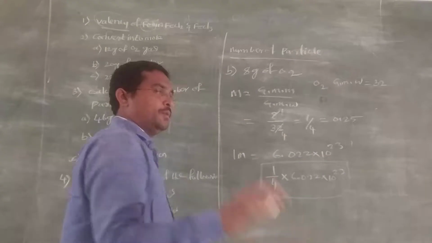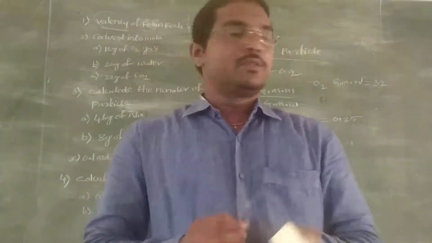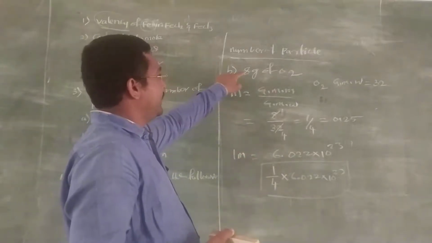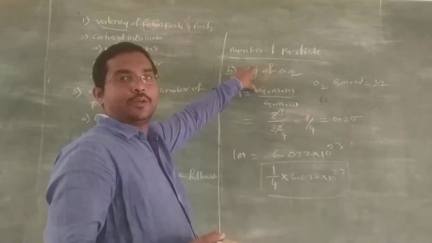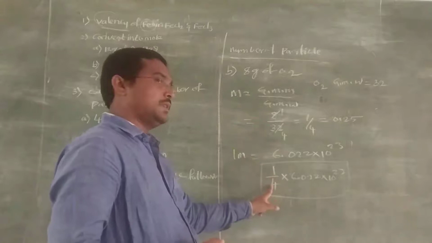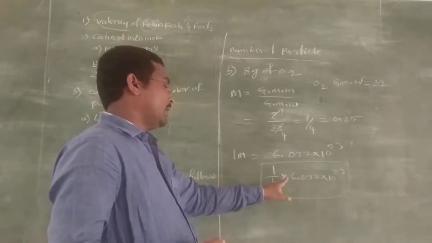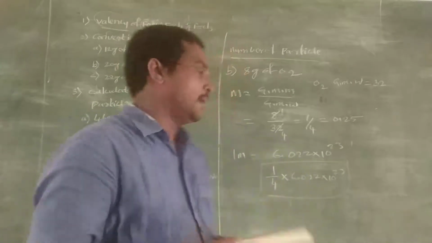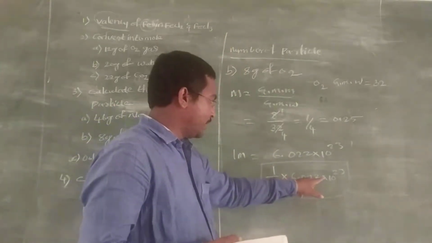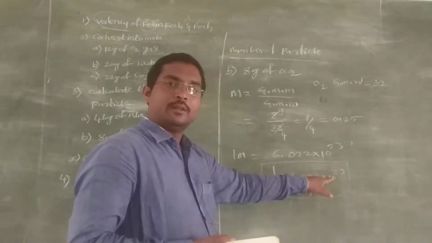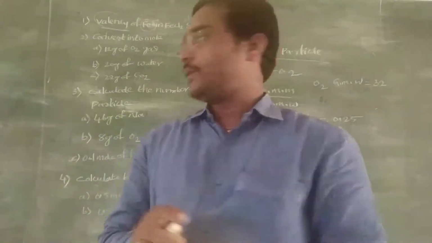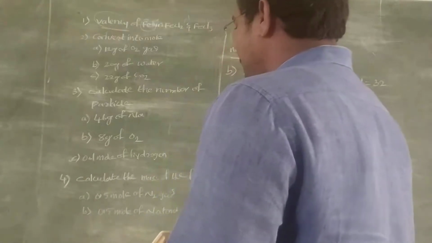To simplify, 8 gram of oxygen molecule contains 1 by 4th of Avogadro number of particles. So 6.022 into 10 power 23 is called the Avogadro number. This is a constant number, the Avogadro number.